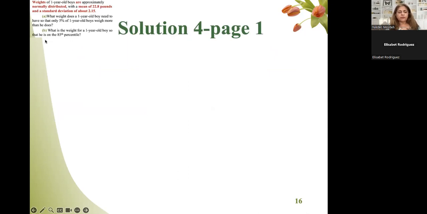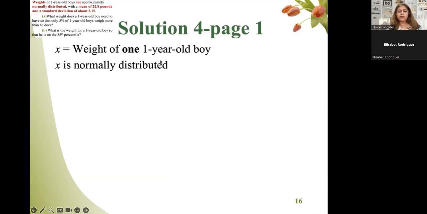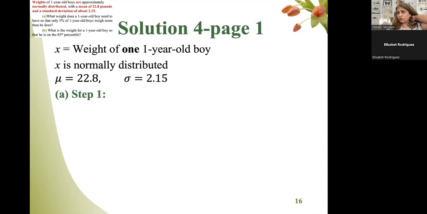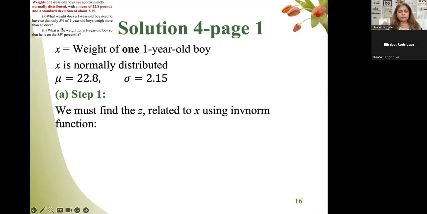Again, the statement of the problem is here. So X is the weight of a 1-year-old boy. It is normally distributed. It has a bell-shaped curve. Mu is 22.8 pounds, sigma 2.15. Step 1, when you are doing the opposite, when you are finding the X, every problem has 2 steps. Part A, step 1, we want to find the Z. You have to find Z related to X using inverse norm.